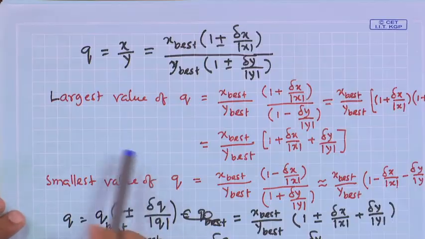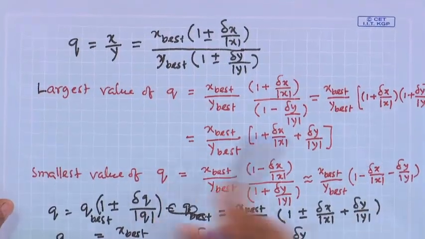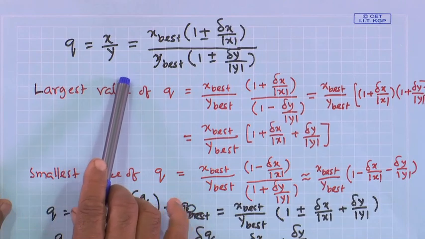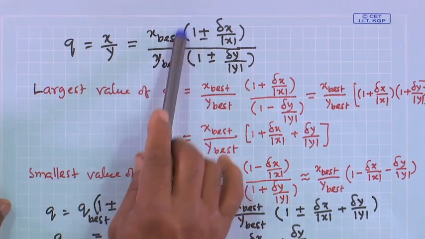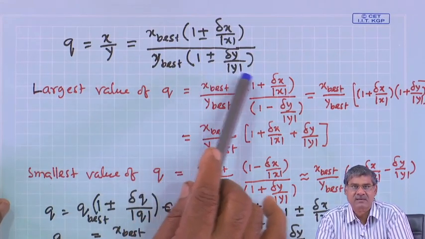So, I showed you the calculation for product. Here I have the calculation for the ratio, the quotient, also, and in the same way we have shown that in this case also the result is the same. Just quickly I will show you this calculation. So, q equal to x by y. That means x based 1 plus minus del q by x, y based divided by y based 1 plus minus del y by y.